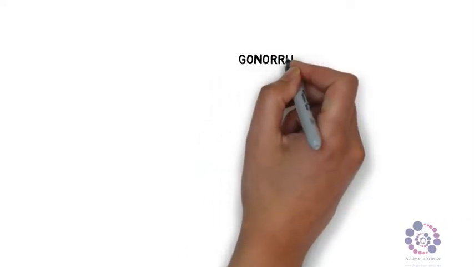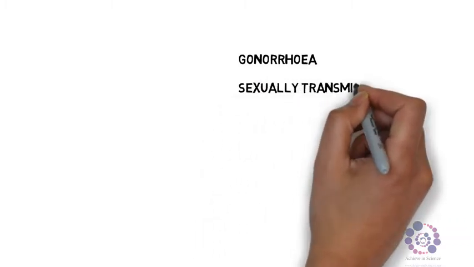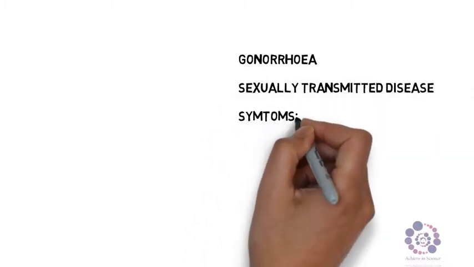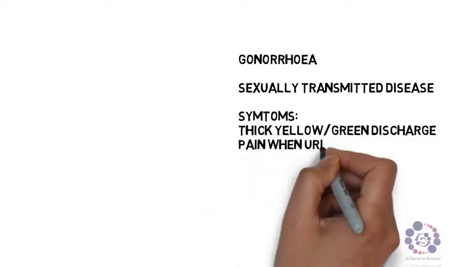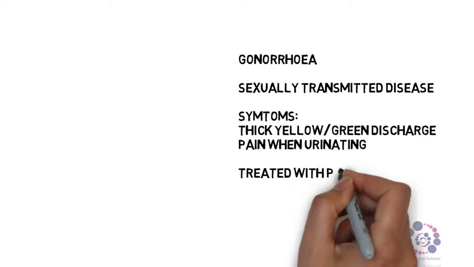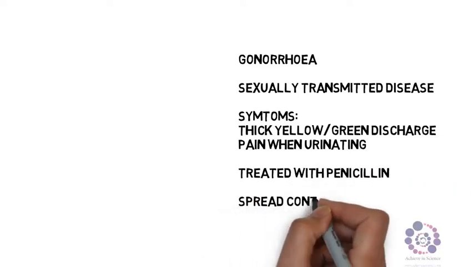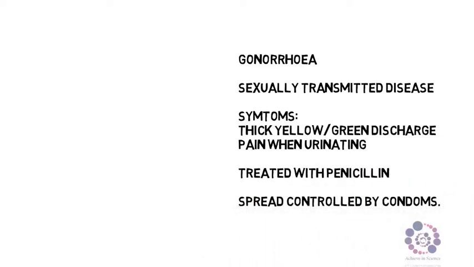A second example is gonorrhea. This is a sexually transmitted disease, which results in a thick yellow-green discharge, giving you pain when urinating. It is treated with penicillin, and it is controlled via barrier methods such as condoms.